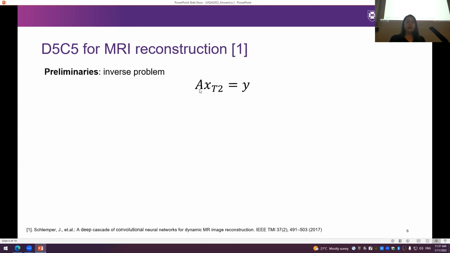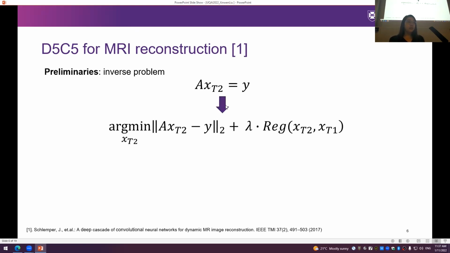But the problem is that during the subsampling process, A is not invertible anymore, which means there might be many x that satisfy this equation. And we cannot find a single x. So we have to build an optimization problem where we have two terms. The first term is to ensure that this equation is satisfied. And based on that, we will have some regularization term that can be decided based on the property of the images to regularize the optimal solution.